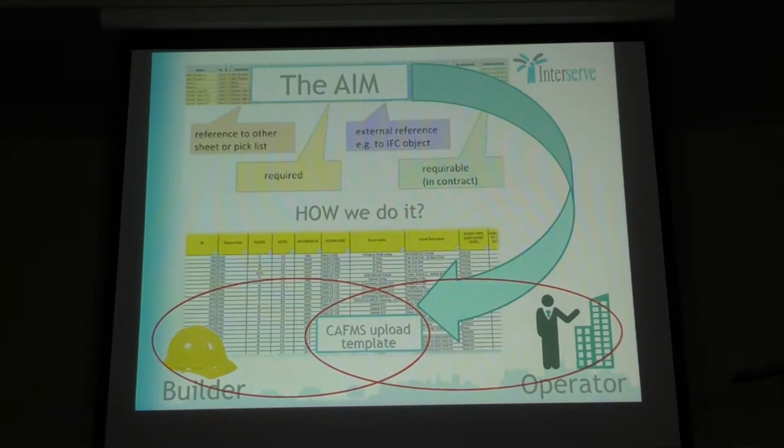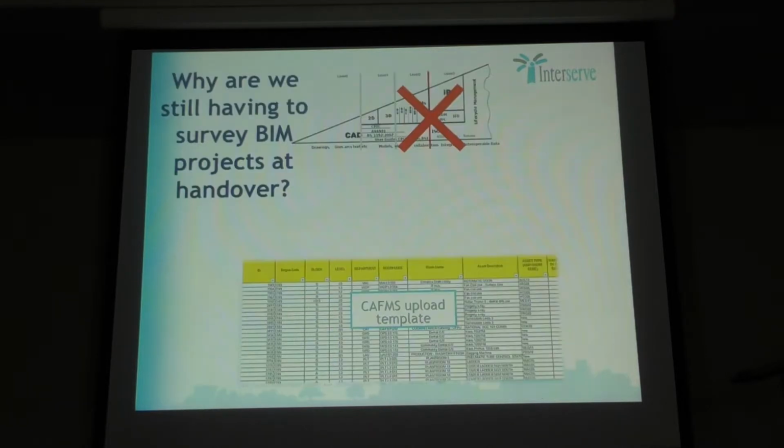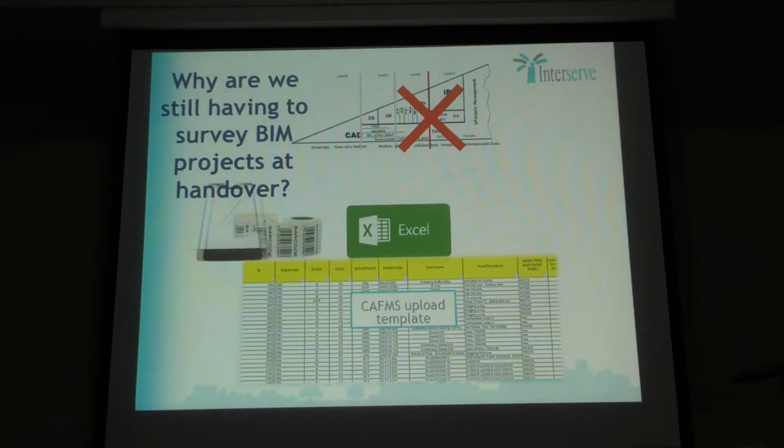So this is it. The asset information model, as far as we're concerned, is COBie. And that's what we're using to upload to this template that we take into our CAFM system. And therefore, that's our priority. Because on day one of receiving a building, we want to start issuing work orders to our engineers. And we want to be able to use the data from the asset information model to be able to do that. The problem is, though, that there's an issue.